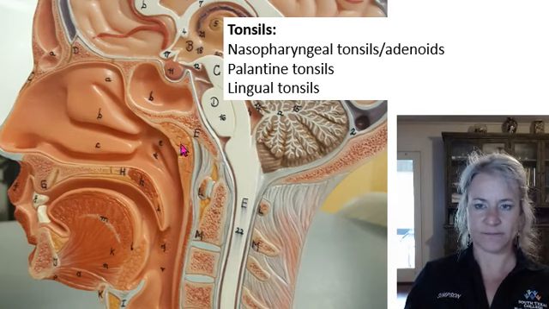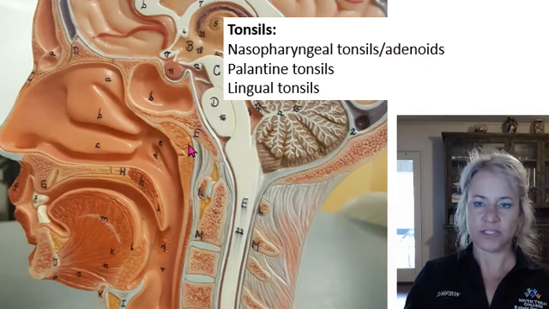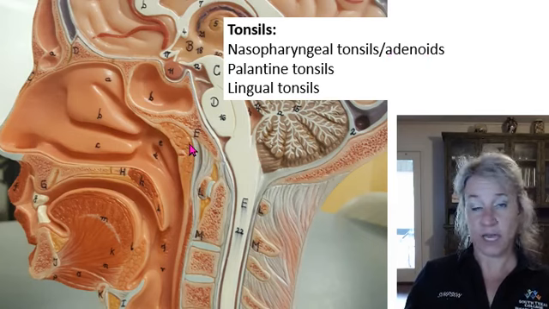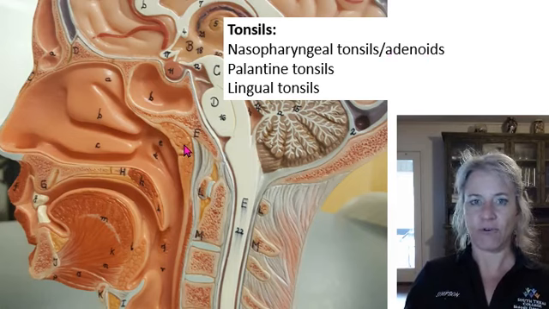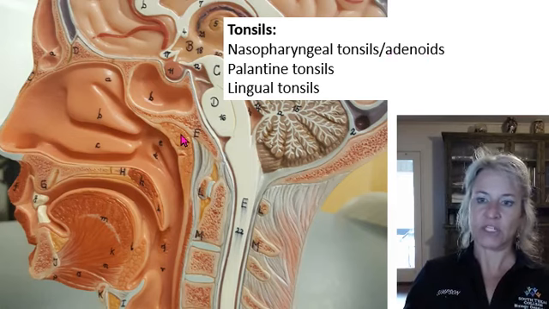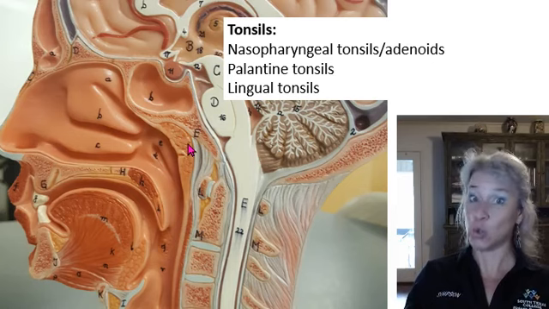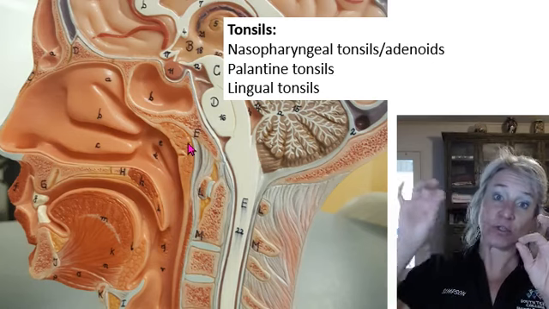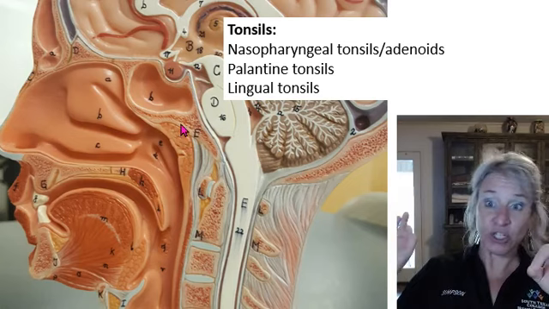Adenoids, or the adenoids. Now this tonsil is trying to protect the middle ear from infections. So it is sitting at the opening to the eustachian tube. The eustachian tube is the tube that goes from the nasopharynx to your middle ear.